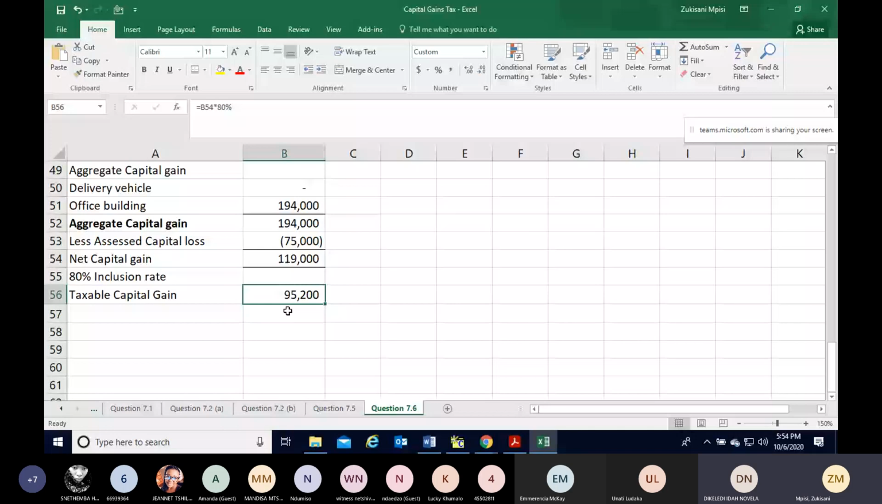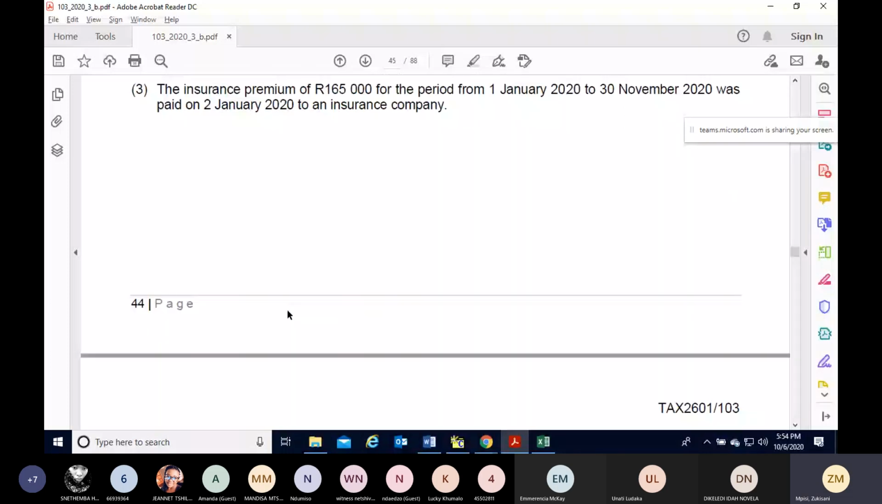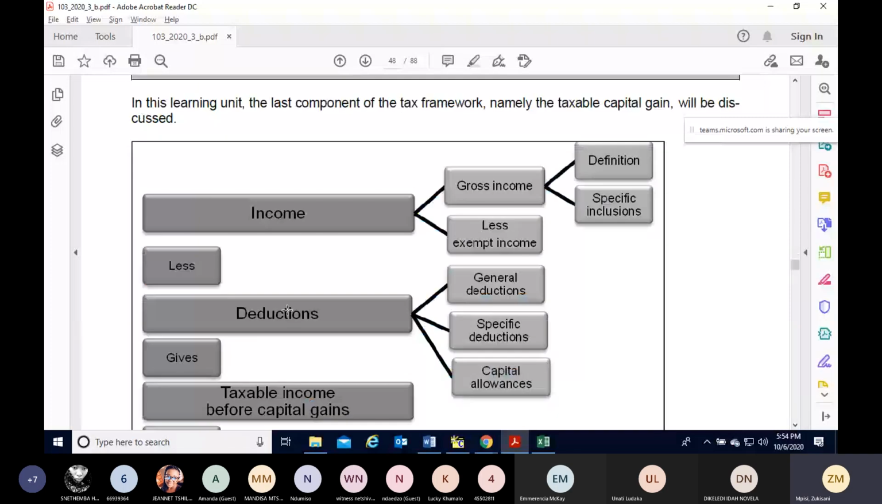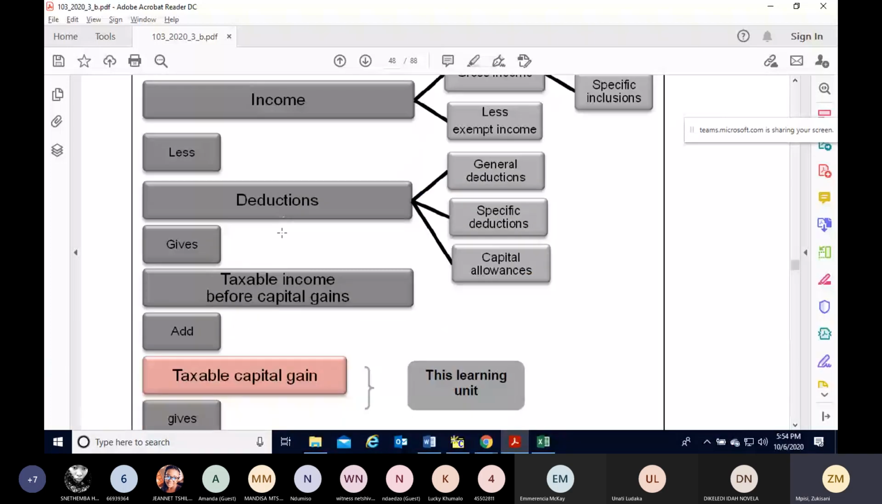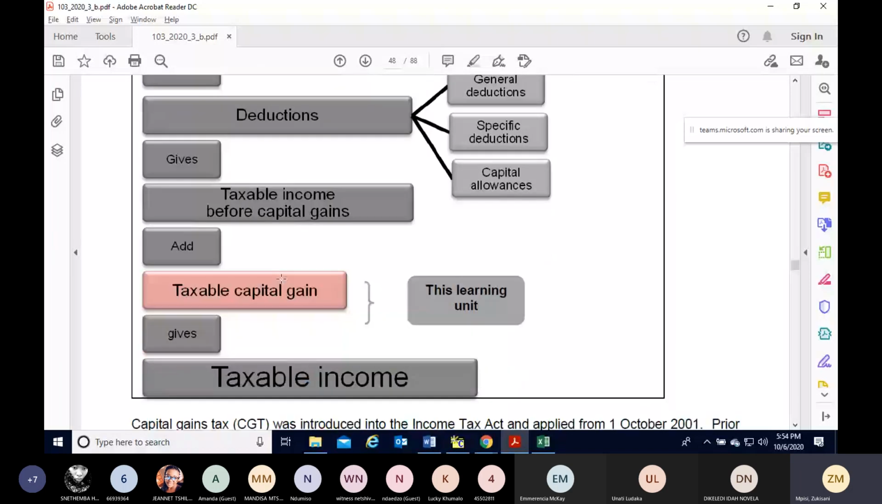Okay. Let me show you this part as well so that you can get the flow. So this is your framework of calculating taxable income. So we have done the income less deduction. It gives you taxable income. Then you say add taxable capital gain. This capital gain that you include here on this calculation is only 80% of the capital gain, because what is taxable is only 80% of that. Okay.